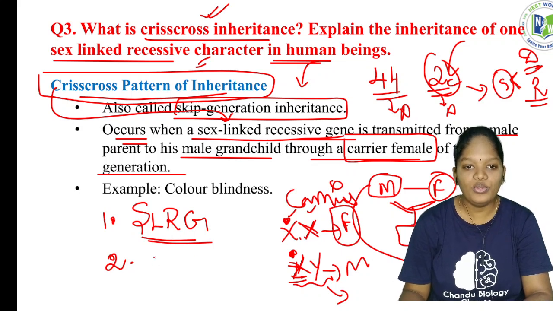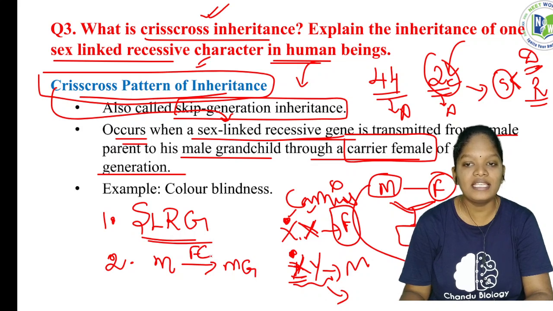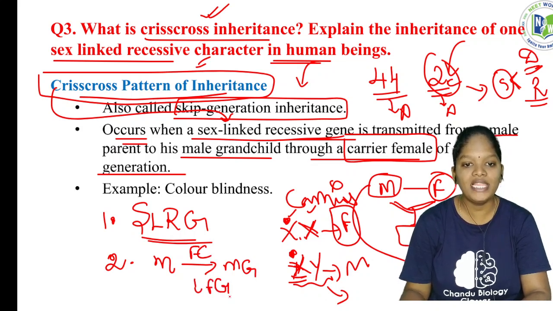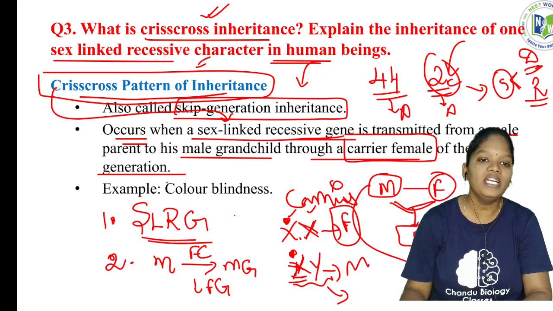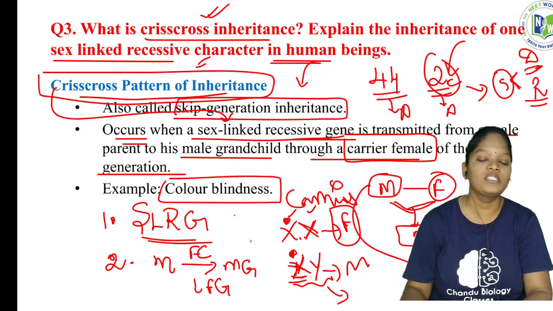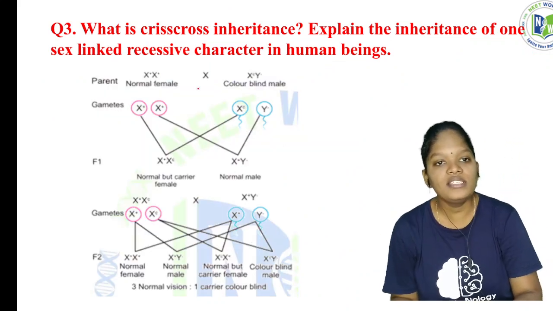So you have to understand the transmission from the male to the male grandchild. The female is acting as a carrier. In the first generation, all these words are very important. The best example for this is color blindness. I'll explain it in a little more detail in the next slide. So just listen to me.